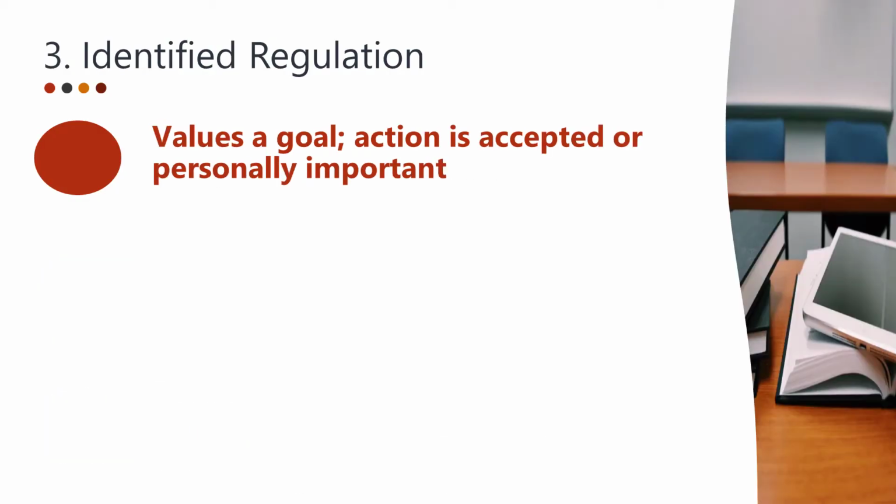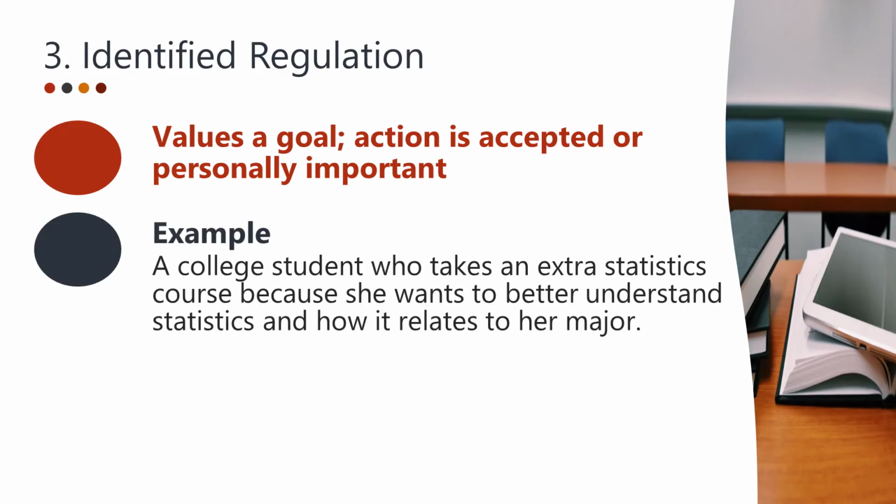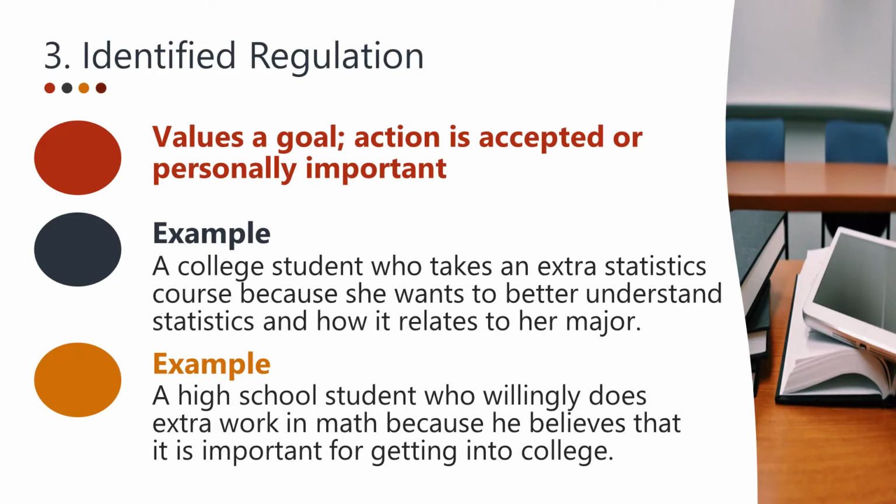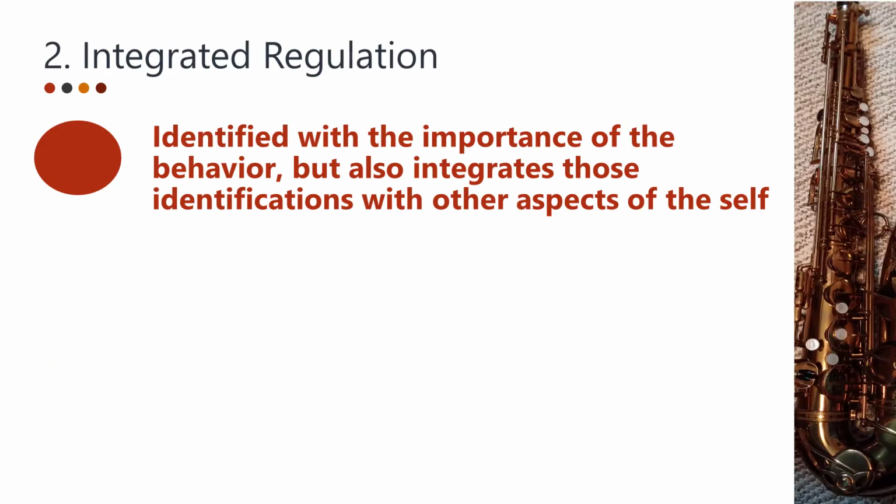The next regulation is identified regulation. Here the person values a goal, and the action is accepted or personally important. So it's more internalized because it's more highly valued than the prior regulations I described. An example might be a college student who takes an extra statistics course because she wants to better understand statistics and how it relates to her major. Or a high school student who willingly does extra work in math because he believes that it's important for getting into college.